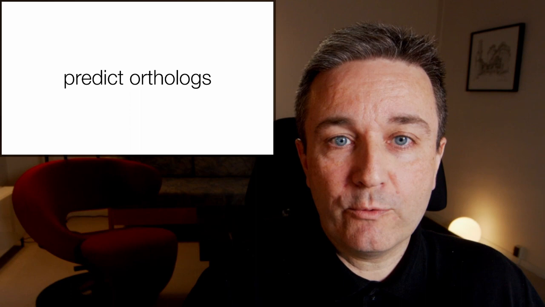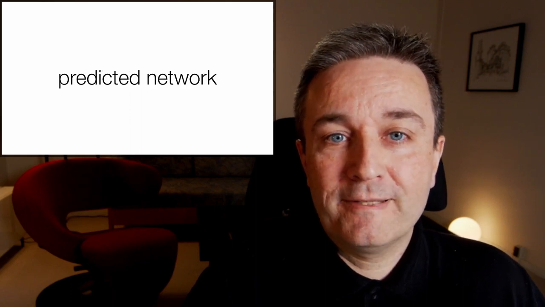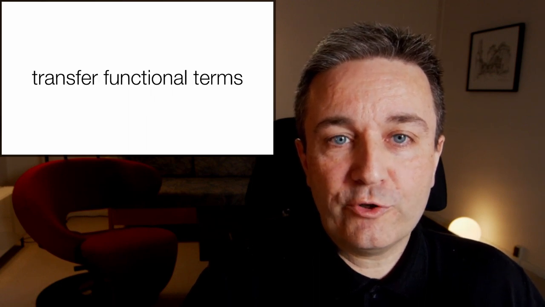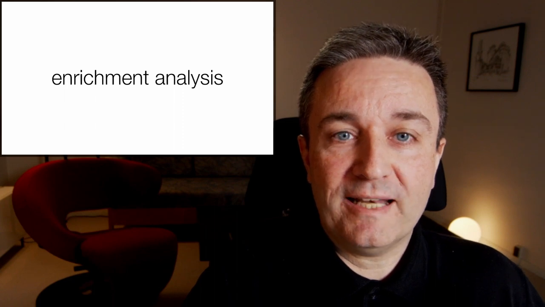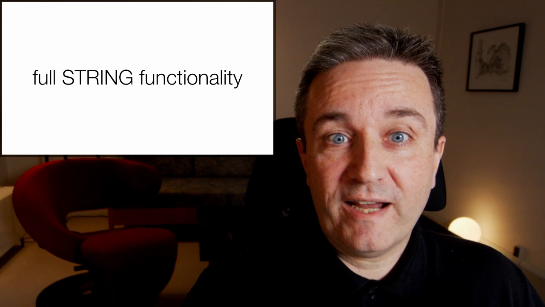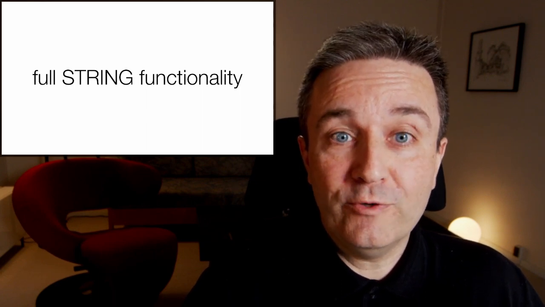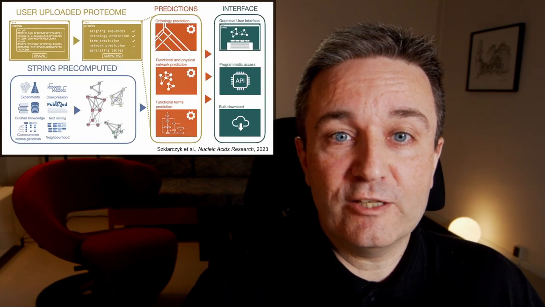We will then use the sequences to predict orthologs, transfer interactions, and that way produce a predicted network. We'll also use the orthologs to transfer functional terms to provide enrichment analysis functionality. In other words, we're providing the full Stream functionality for your organism, and all you have to do is upload a FASTA file. This is summarized nicely in this figure.